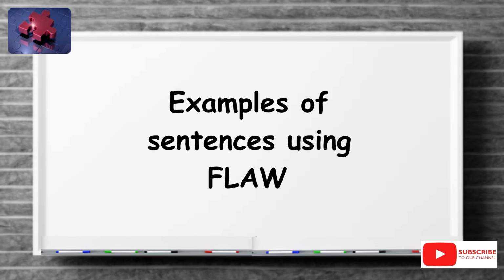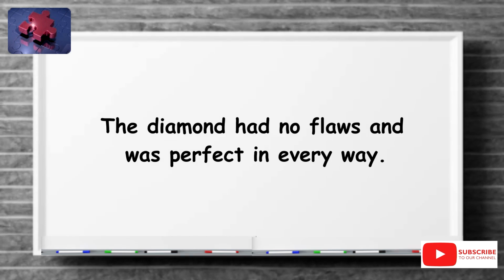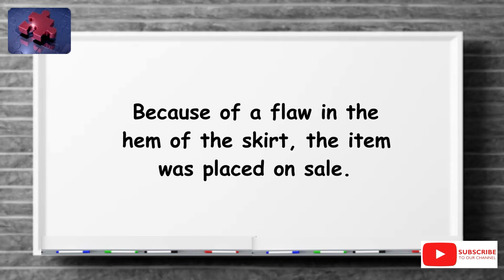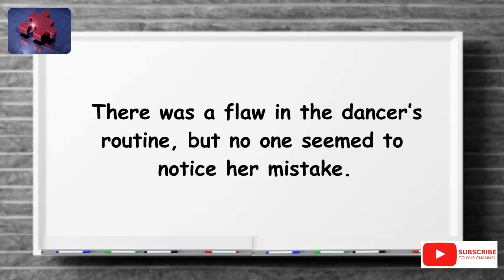Examples of sentences using flaw are: a flaw in the steering mechanism led to a recall of 200,000 cars. The diamond had no flaws and was perfect in every way. Because of a flaw in the hem of the skirt, the item was placed on sale. The major flaw in the robbers' plan was that they didn't have a lookout to alert them that the police were coming. There was a flaw in the dancer's routine, but no one seemed to notice her mistake.